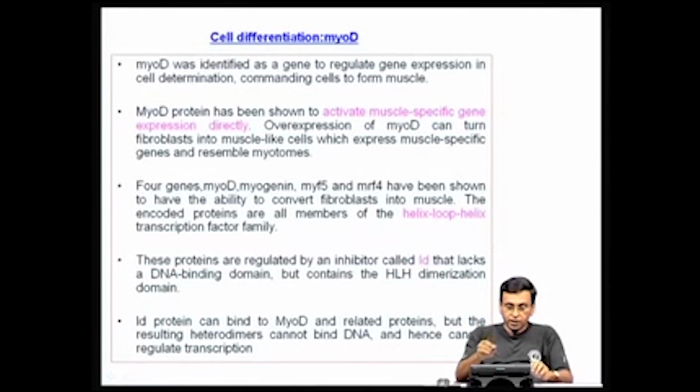Now, very importantly, there is a protein called ID which lacks a DNA binding domain, but contains only the HLH dimerization domain, and when this ID protein binds to MyoD or related proteins, the heterodimers cannot bind DNA and therefore cannot regulate transcription. So, this is called a dominant negative kind of regulation. That means here you have a protein which has only the dimerization domain, but does not have the DNA binding domain. So, the heterodimer that is formed is defective and therefore it cannot act as a transcription factor.